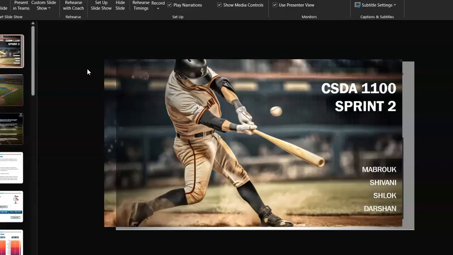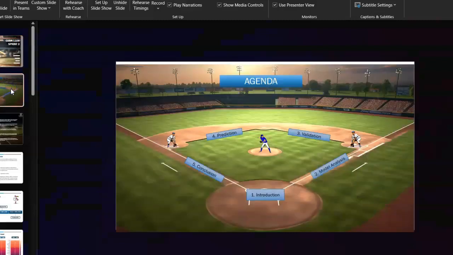Followed by Darshan, which is creating multiple linear regression models of 4 different time periods, including the introduction, model analysis, validation, prediction, and conclusion.